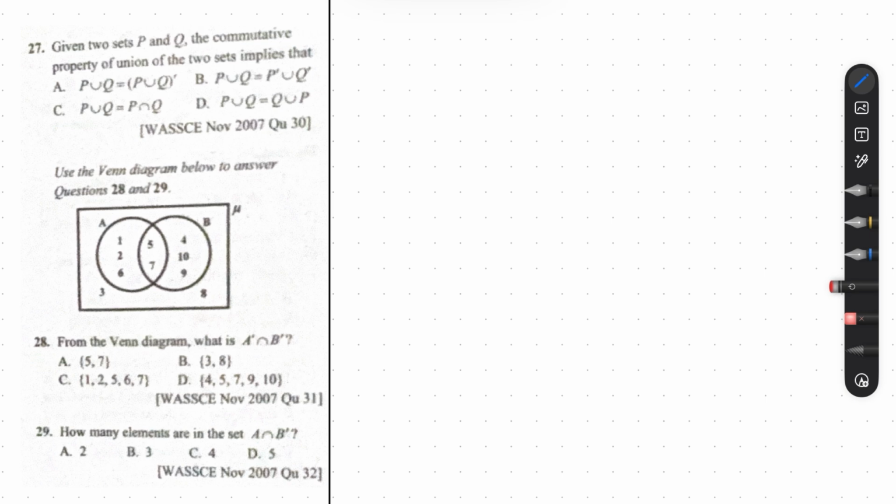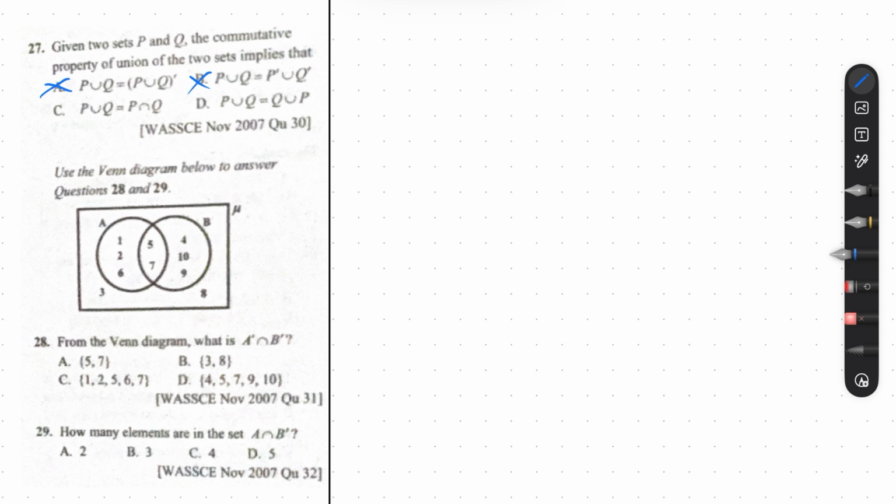The first option A says P union Q is equal to P union Q complement. No, this is not true. So A is not correct. Let's go to B. B says P union Q equals P complement union Q complement. This is also not true.